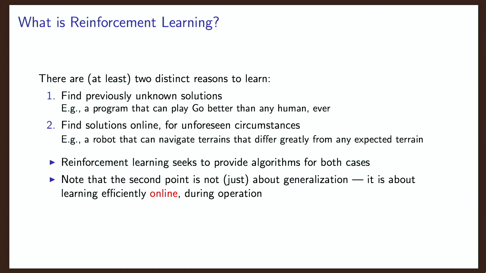In the second type of learning, you might think of an example where a robot is navigating terrains, but all of a sudden it finds itself in a terrain that it has never seen before and also wasn't present when people built the robot or when the robot was learning. Then you want the robot to learn online, and you want it to maybe adapt quickly. Reinforcement learning as a field seeks to provide algorithms that can handle both these cases.